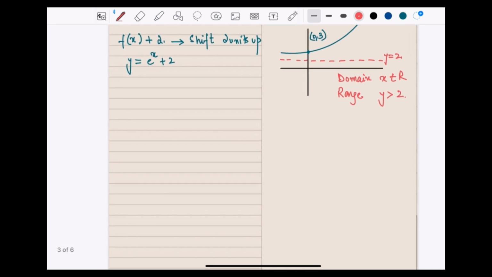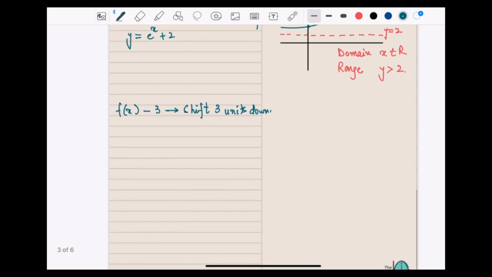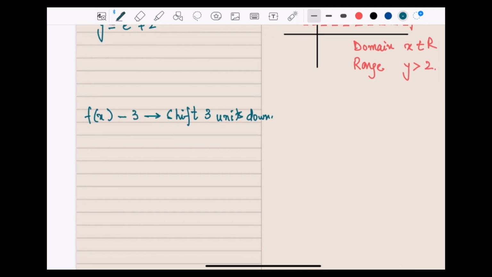Now let's look at another scenario. f of x minus 3. So this will make the graph shift 3 units down. Note that in all of the scenarios, I'm taking the parent function and just shifting it up or down. That's all you need to remember when sketching. So this equation will become y equals e to the power of x, which was the parent function, minus 3, which means the graph goes 3 units down.